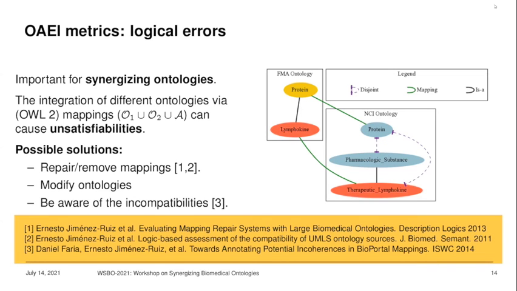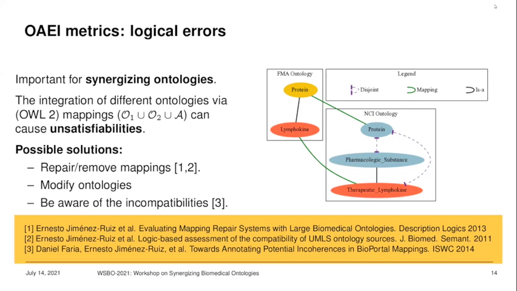It's something I have been pushing since my PhD. And of course, one could try to address those logical problems by applying different solutions. One classical solution is trying to fix the mappings, finding incompatibilities to finally get an integrated ontology that doesn't contain errors. Another alternative is trying to modify the ontologies, which might not be possible.